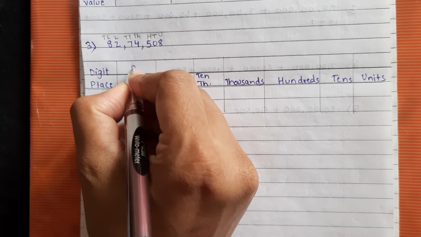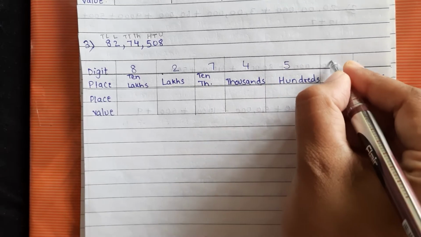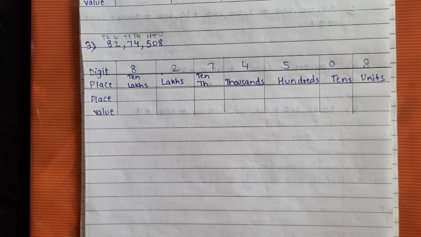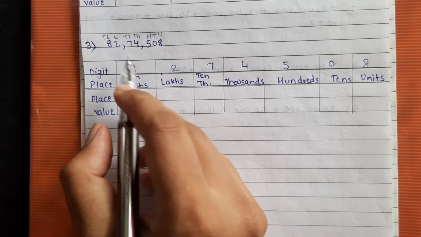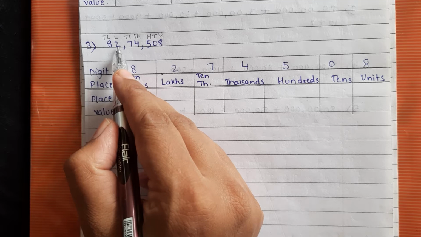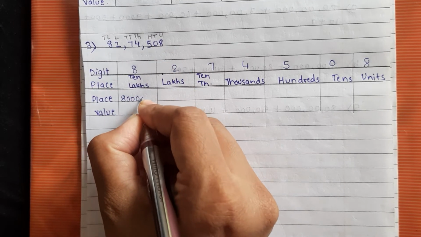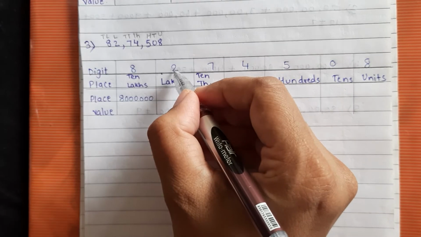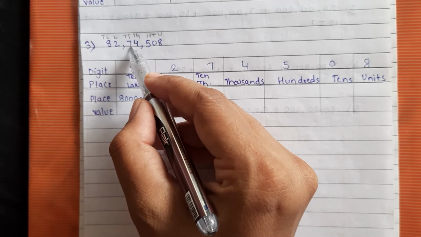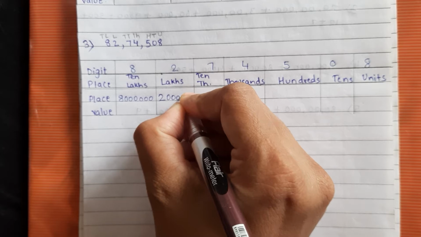So write down the digits 8, 2, 7, 4, 5, 0, 8. These are the digits in this number. Now the place value of 8. So first write down here 8. Then how many 0 after 8? 1, 2, 3, 4, 5, 6. Next the number is 2. So write down here 2. And for place value how many digits? 1, 2, 3, 4, 5. So 5 zeros we will give.